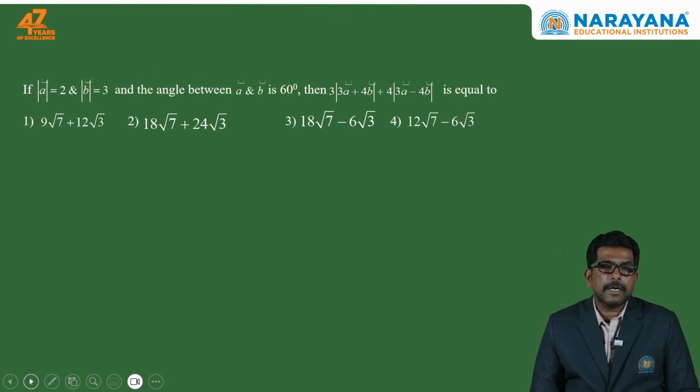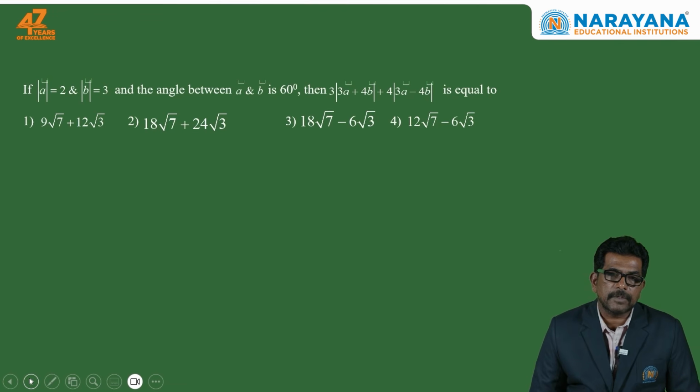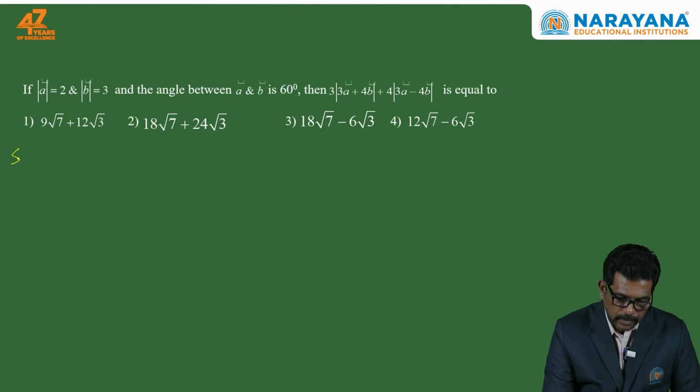If mod a bar is equal to 2 and mod b bar is equal to 3 and the angle between a bar and b bar is 60 degrees, then 3 times of mod 3a bar plus 4b bar plus 4 times of mod 3a bar minus 4b bar is equal to, they asked. So here the angle between the two vectors is given 60 degrees and the magnitudes of a bar and b bar vectors are given. That's why it is very easy to find the dot product of a bar and b bar.